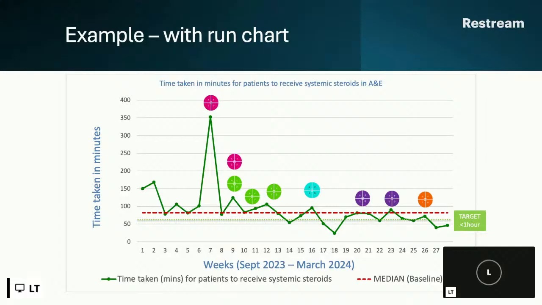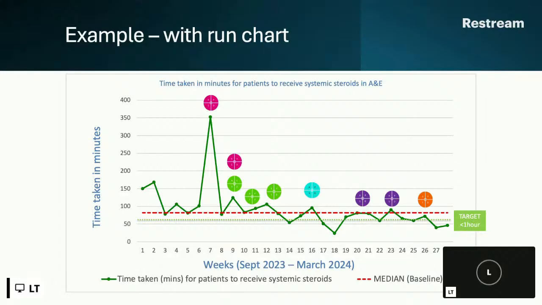And that's the result of multiple PDSA cycles. One change idea may have had some effect, others might have more, and gradually, hopefully, the performance improves. This is also why run charts are so useful, because they show improvement over time, not just before and after snapshots. They also keep the team motivated, because when you show this to your stakeholders, your consultants, your colleagues, they can see the progress as well.